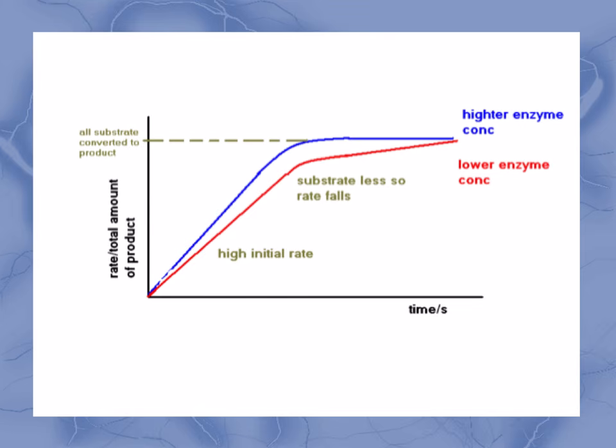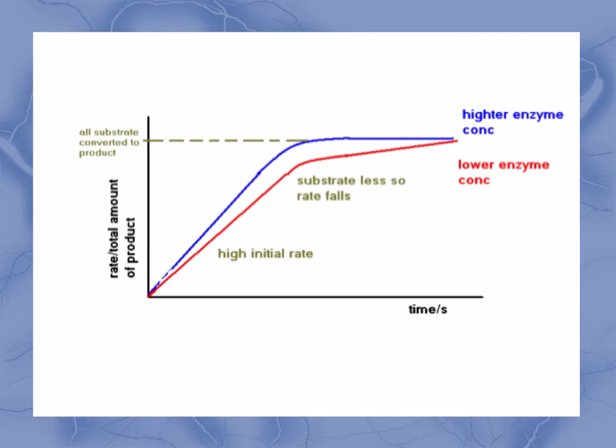As the substrate levels fall, so the amount of product made per unit time decreases. So not all the active sites are fully occupied. The rate of reaction can be increased initially, so that's when you've got that steep part, by adding more enzyme. The final amount of product remains the same because we began with the same amount of substrate.